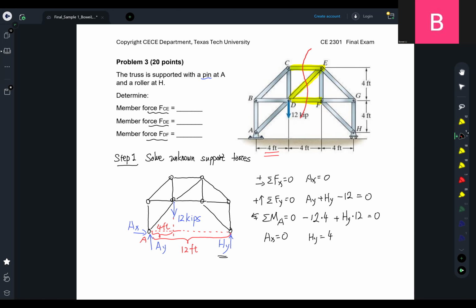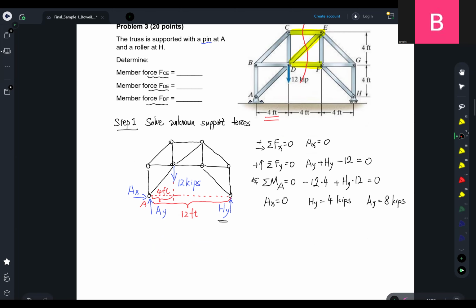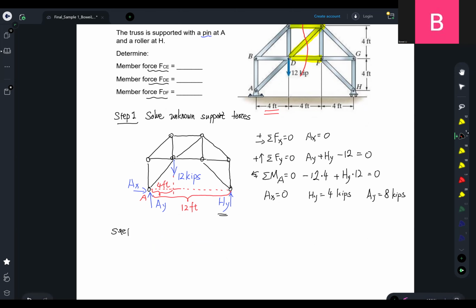It is actually 4 kips. Then go back to the second equation, Ay equals to... Ay will be 8, right? Ay will be 8 here. Okay, so now we already have the support forces, and now we can go ahead to apply the method of sections here.